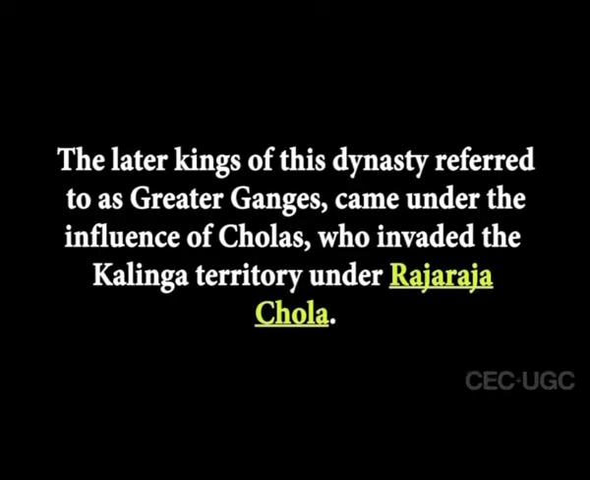The later kings of this dynasty, referred to as the Greater Gangas, came under the influence of the Cholas, who invaded the Kalinga territory under Rajaraja Chola. With the coming of Anantavarman, the Gangas asserted their independence by 1090. He is known as the founder of the Jagannath temple at Puri, and another ruler, Narasimha I, was responsible for the Sun temple at Konark. These temples are embellished with numerous sculptures.